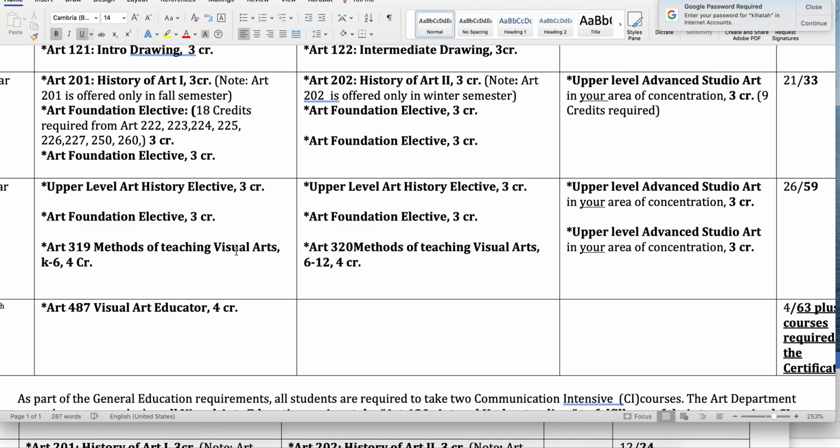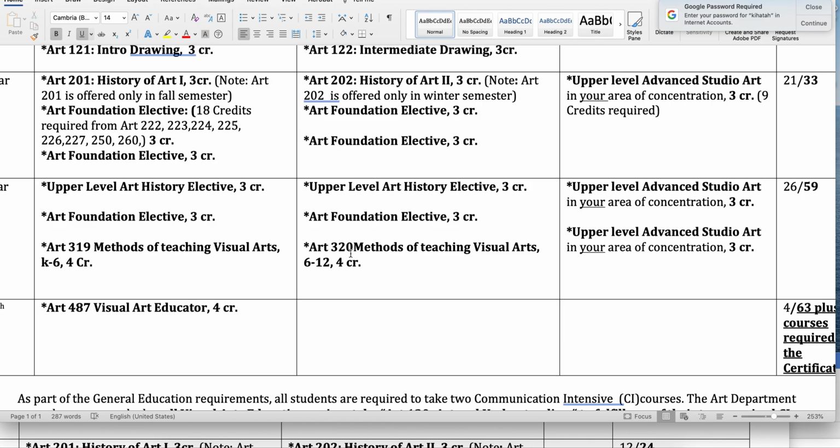Then you do observation in the class, and if it's 319, it's a K-6 class, and you can contact your own elementary school of your choice, or he can find it for you, and you make observations. I think for a particular number of hours, then you teach a particular number of hours.